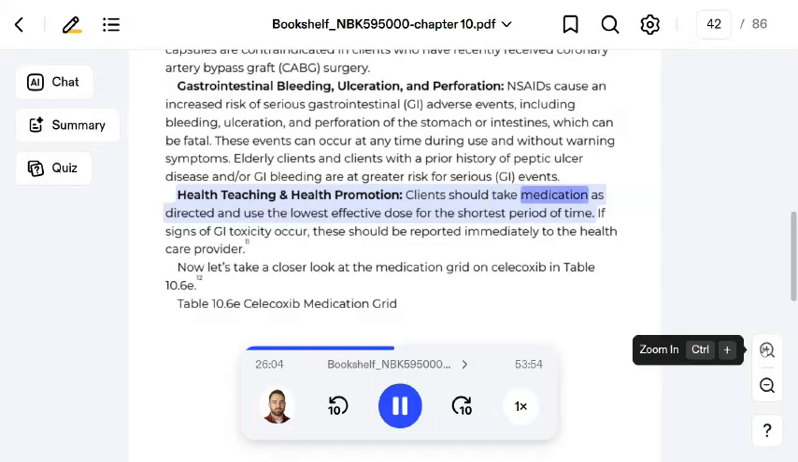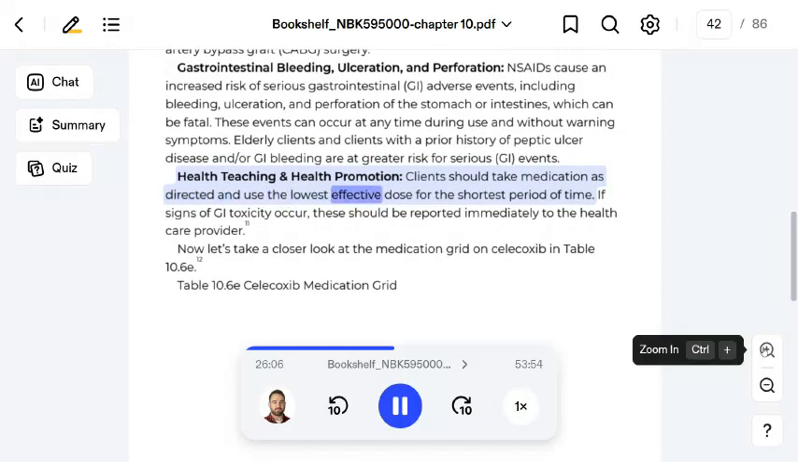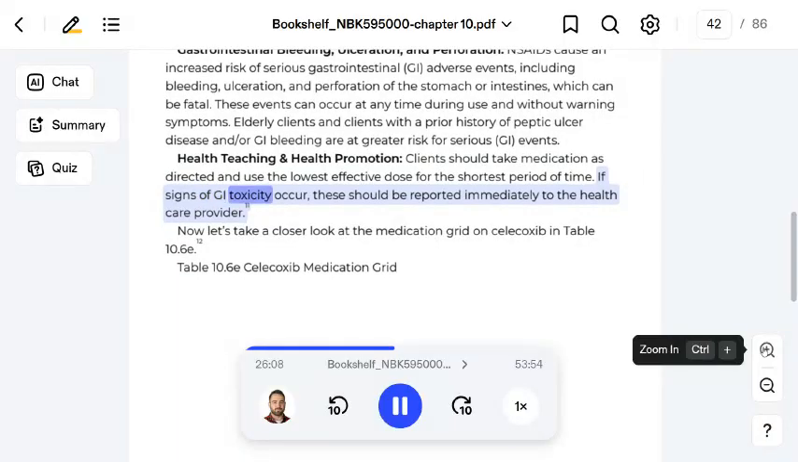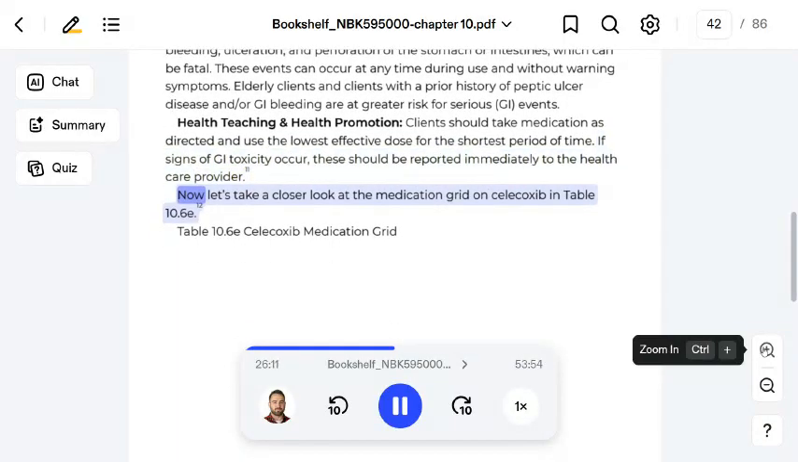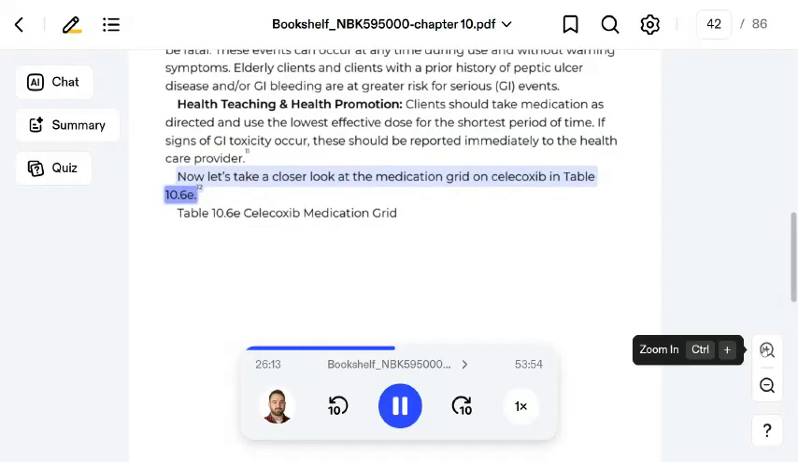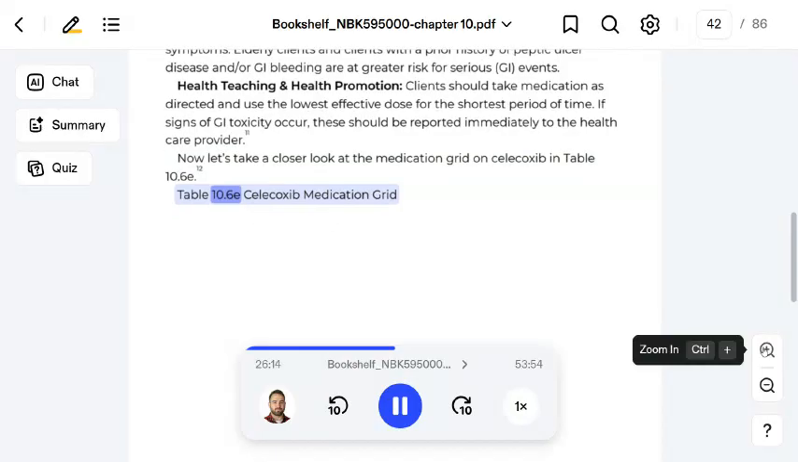Health teaching and health promotion. Clients should take medication as directed and use the lowest effective dose for the shortest period of time. If signs of GI toxicity occur, these should be reported immediately to the healthcare provider. Now let's take a closer look at the medication grid on celecoxib in Table 10.6e. Table 10.6e Celecoxib Medication Grid.